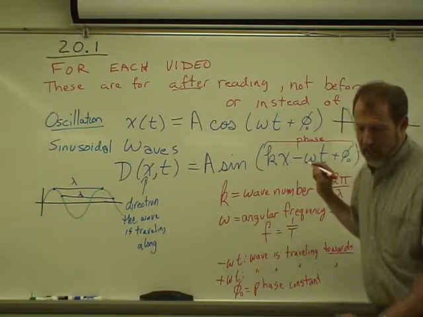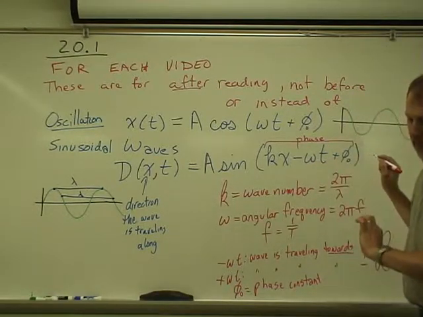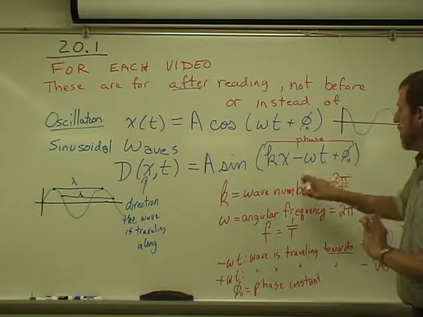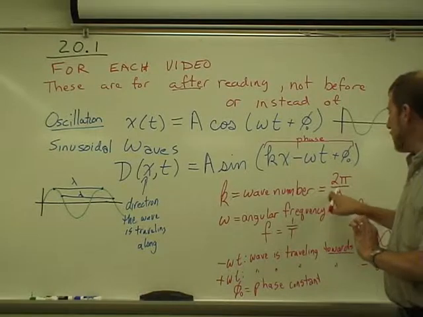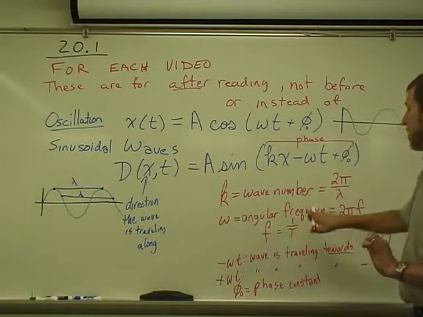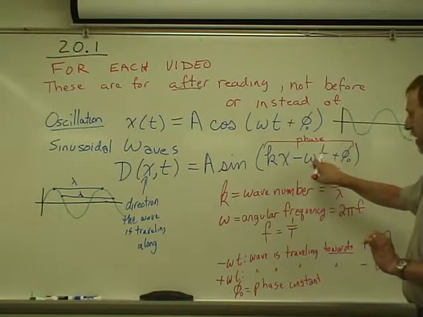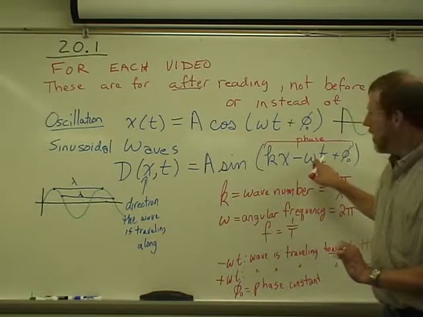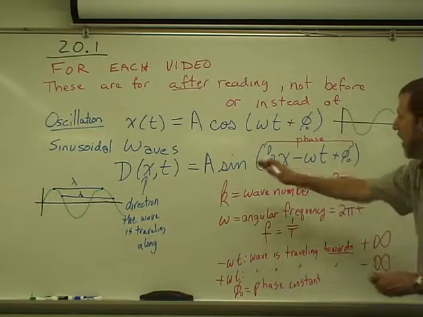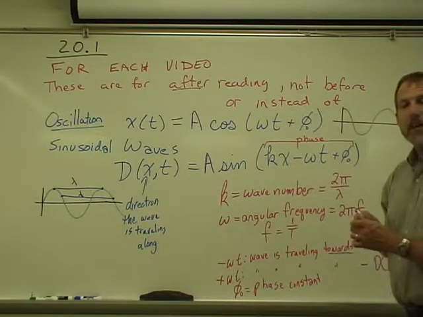And all of these things together represent the phase of the wave. So that's how the wavelength, which is mixed in with the wave number, and the frequency, which is mixed in with the angular frequency, relates with the phase, which is everything in the parentheses of the sine. Whatever is in there is the phase.